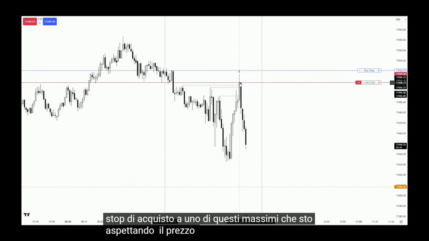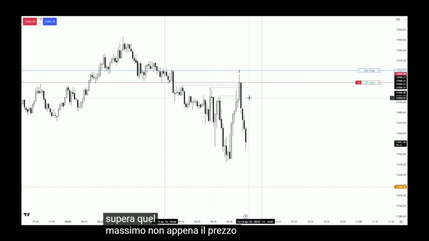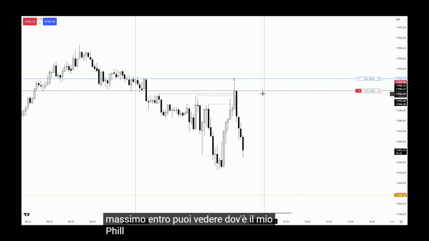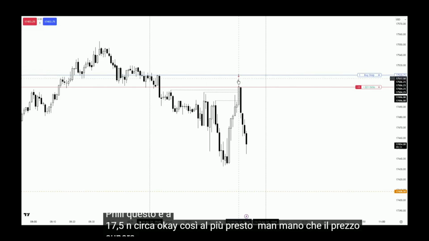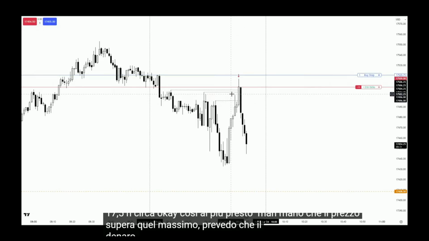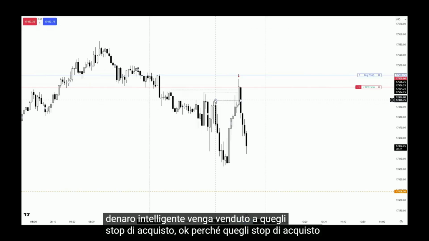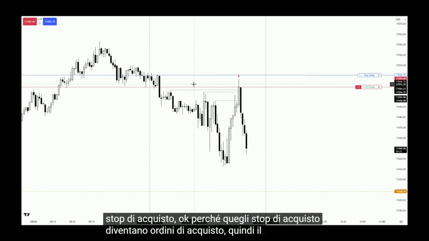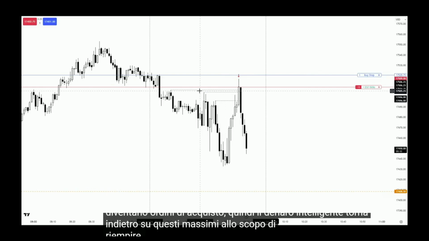I'm waiting for price to run on that high. Okay, I'm entering as soon as price goes above that high. You can see where my fill is. This is at 17,509 about. Okay, so as soon as price takes out that high, I'm anticipating for smart money to be selling to those buy stops. Okay, because those buy stops become buy orders. So smart money runs back on these highs for the purpose of filling their position.